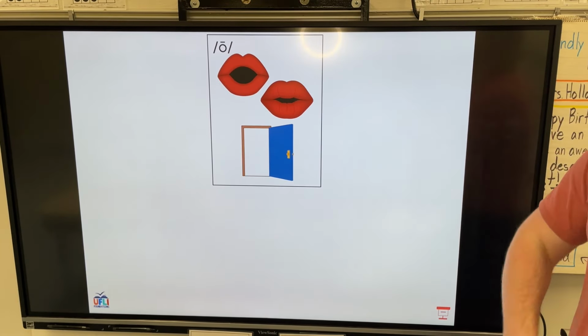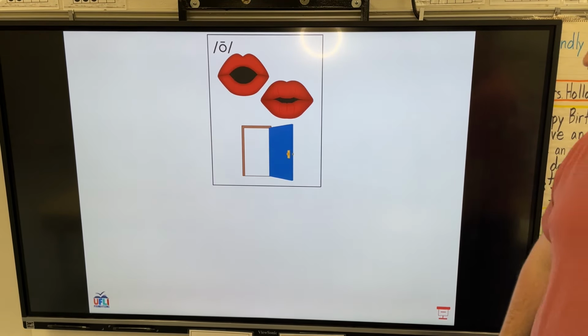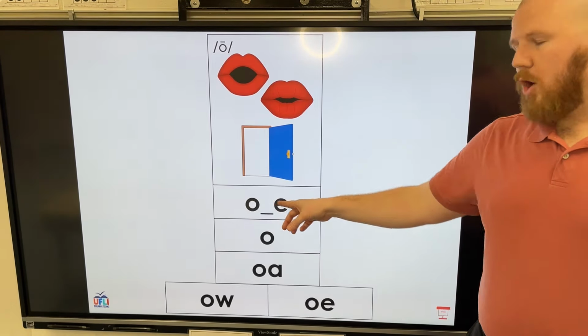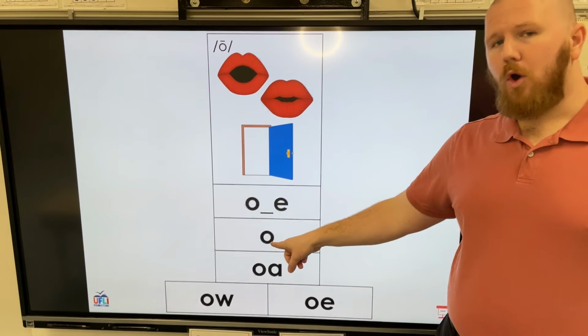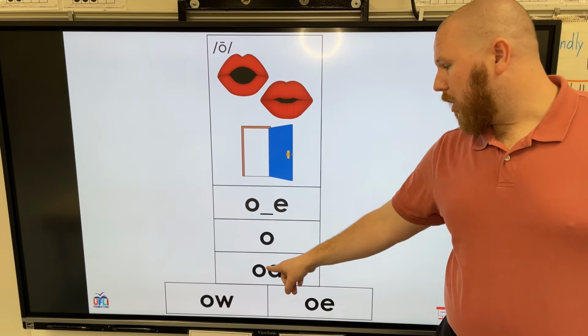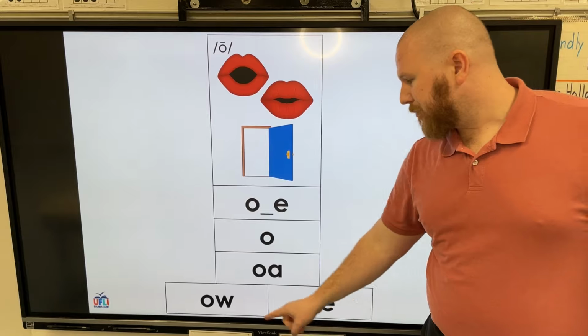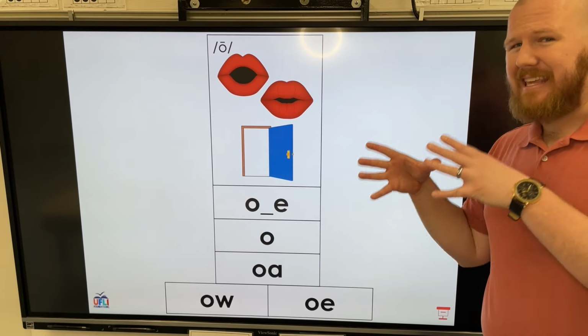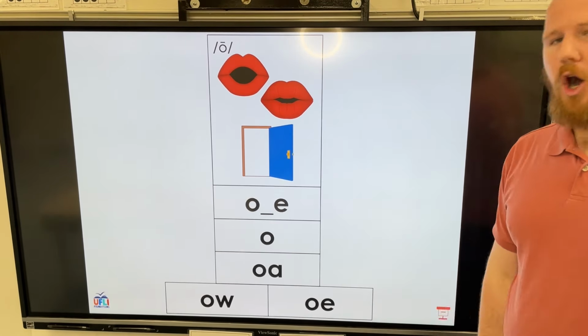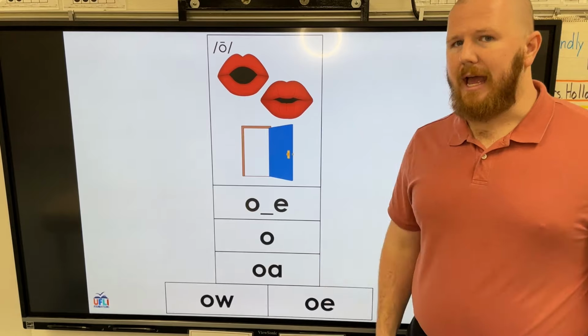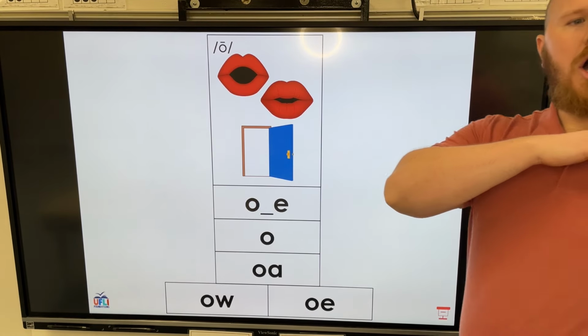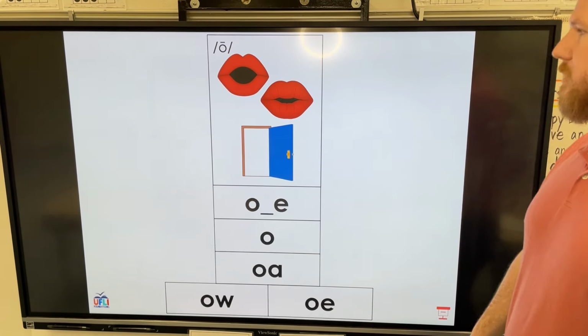So here's all of our long O patterns. Let's take a look. There's a lot. O with a silent E. O in an open syllable. O-A in the middle or at the beginning. O-W at the end and sometimes in the middle. And O-E that is pretty much always at the end of a word. Long O. Very good.